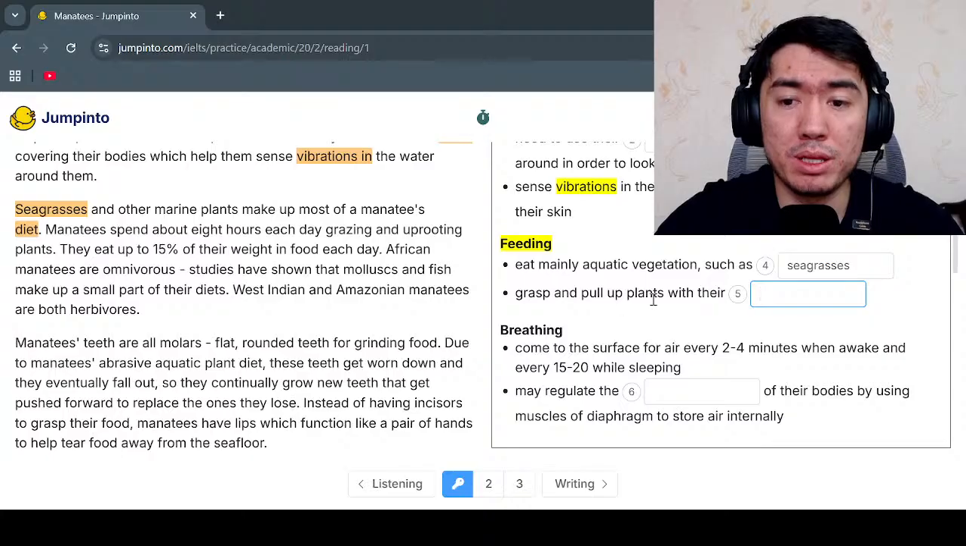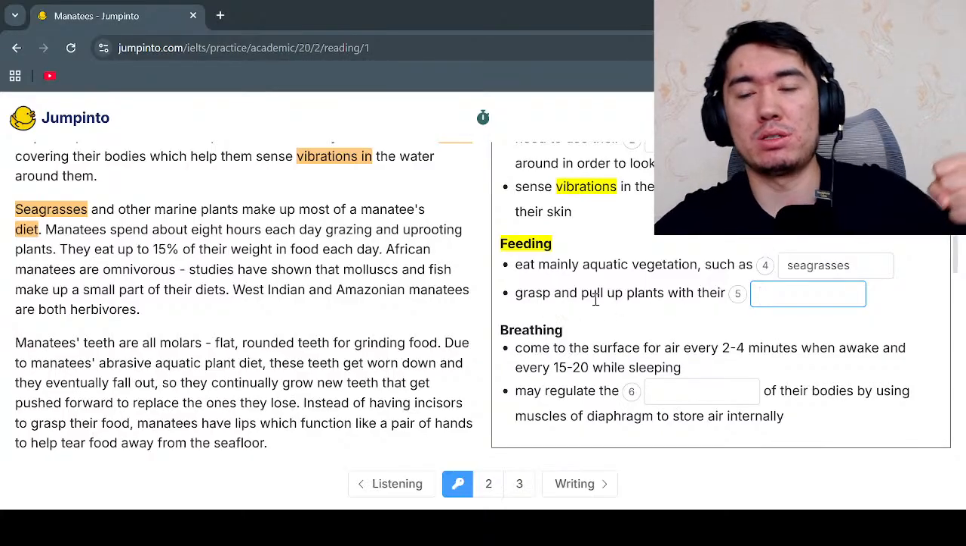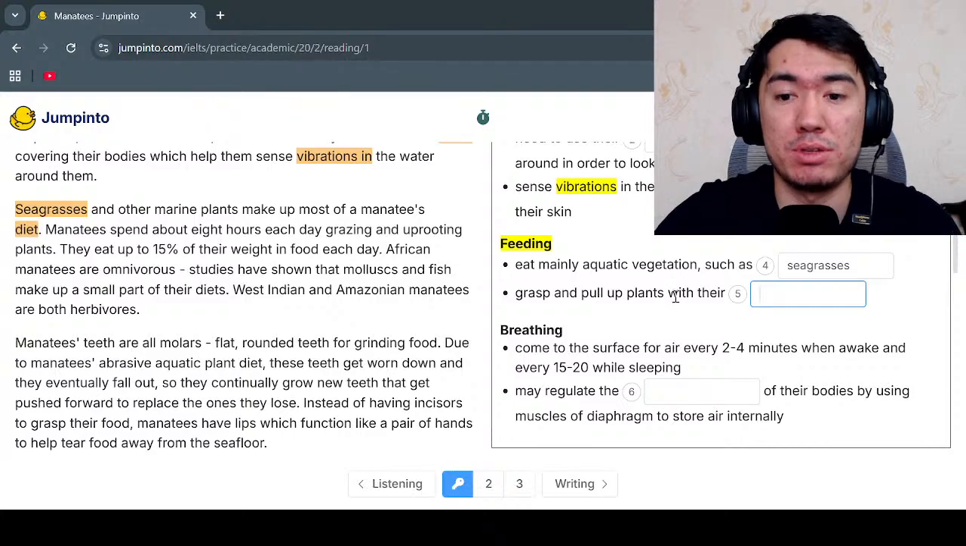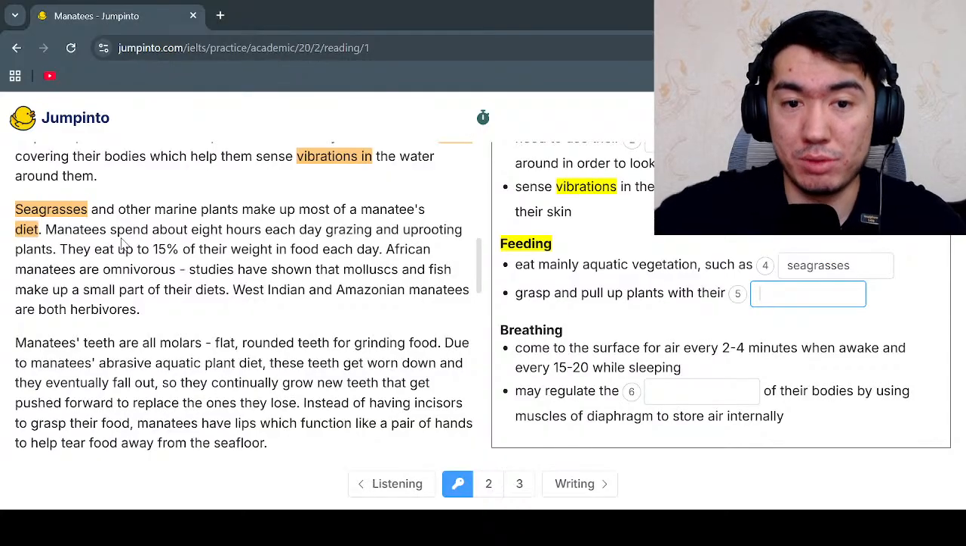Grasp and pull up plants with their, so they grasp, they hold it, and pull up plants with their teeth, maybe, if they have any. Yes. Grazing and uprooting plants. Yes, so that's it.